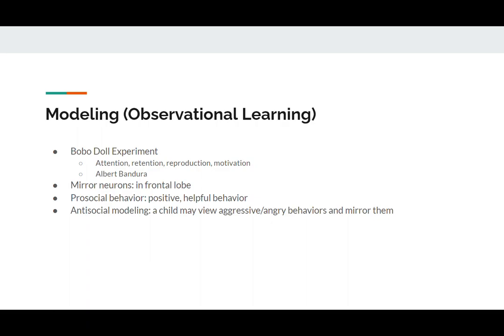And then we have pro-social behavior. It's what it sounds like: positive, helpful behavior. Modeling good behavior is seen everywhere, especially with parenting. Many parents try to avoid cursing in front of their kids or avoid looking or sounding aggressive, therefore modeling good behavior. On the other hand, antisocial modeling is the opposite of pro-social behavior, and a child may view aggressive or angry behaviors and mirror them, which they think is a good way to imitate others. So yeah, it's really unbeneficial.